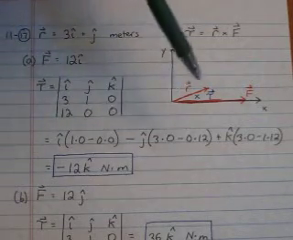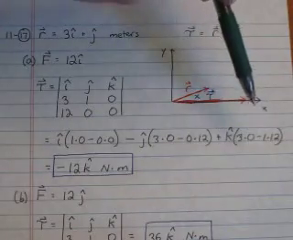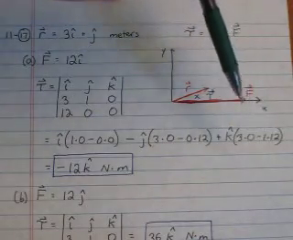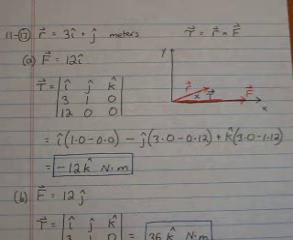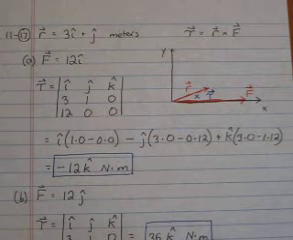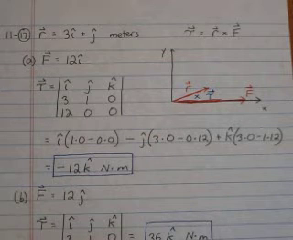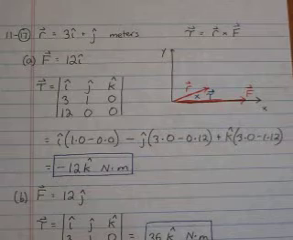Most of these terms go to 0. What you're left with, just the only non-zero part, is right here. So we get negative 12 k hat. And as we found graphically with the right-hand rule, as we expect, it's in the negative z direction. So negative 12 k hat newton meters.